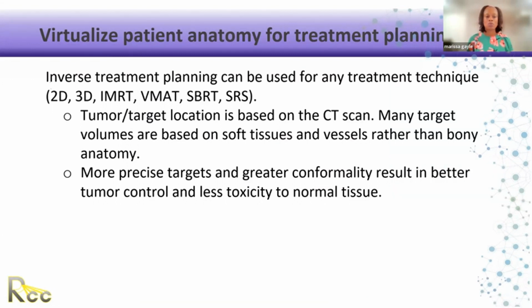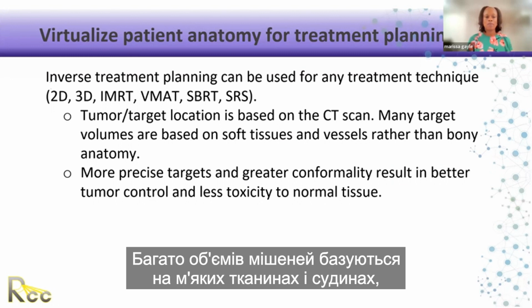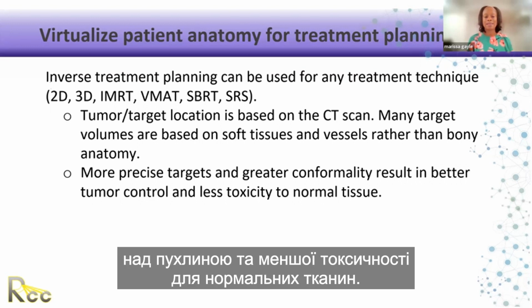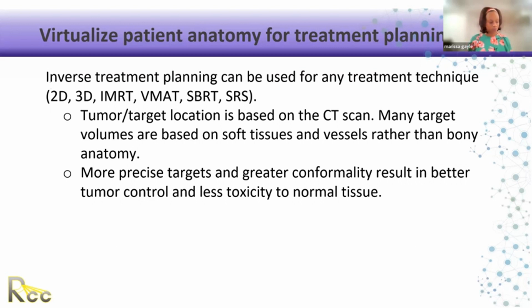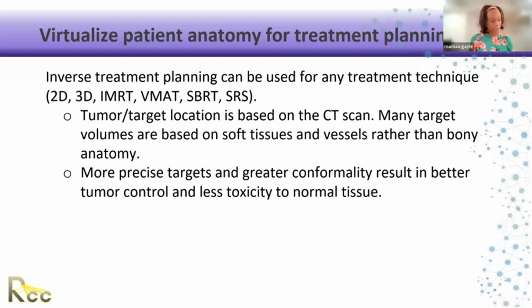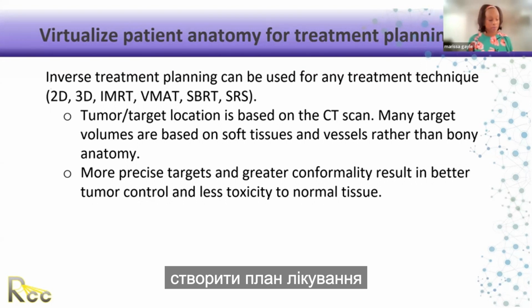The tumor target location is based on a CT scan. Many target volumes are based on soft tissue and vessels rather than the bony anatomy. More precise targets and greater conformality result in better tumor control and less toxicity to normal tissue. Also, this can be called, like I said, inverse treatment planning as discussed. Technology has made this a better way to create a treatment plan.